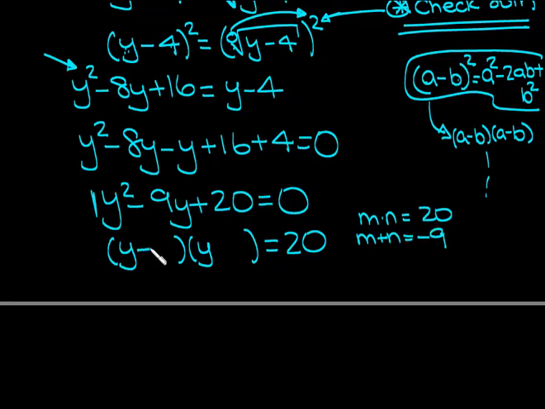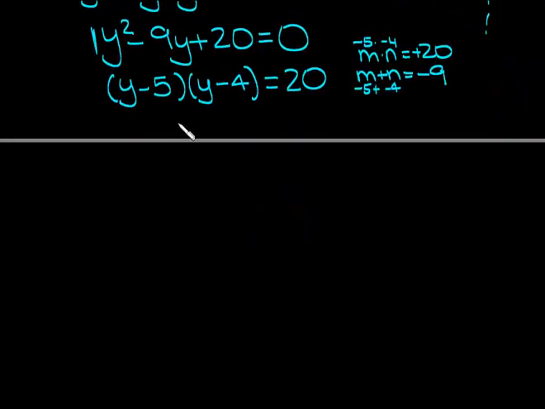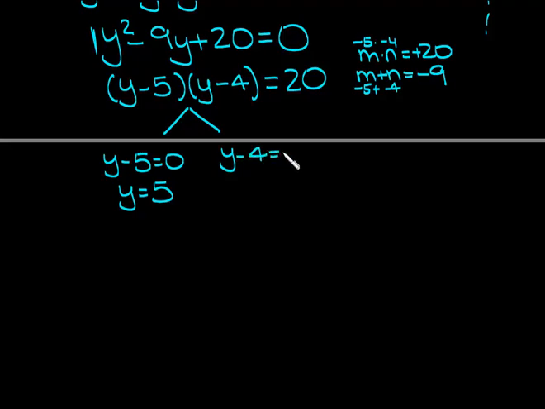So the numbers are negative 5 and negative 4, because negative 5 times negative 4 is positive 20, and negative 5 plus negative 4 is negative 9. So now we know this product is 0, so that tells me what? One of them has to be 0. So y minus 5 is 0, so I get y is equal to 5, and y minus 4 is 0, so we get y is equal to 4.